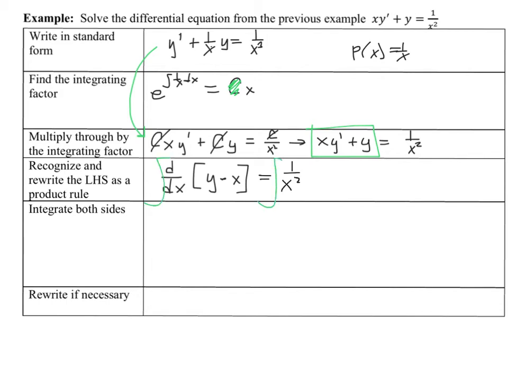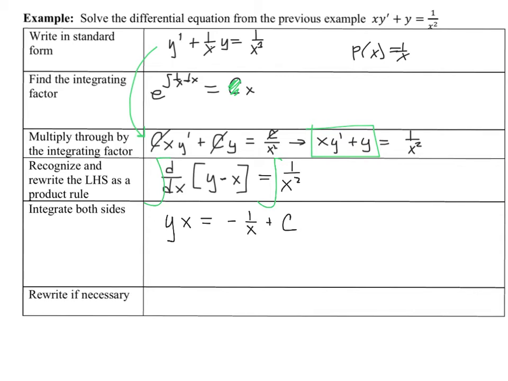So if I take the integral of both sides of this thing, on the left-hand side, the integral and the derivative basically cancel out. I'm left with yx. On the right-hand side, I'm going to have the integral of 1 over x squared. Okay, we'll increase the power to -1, divide by that. This is going to be -1 over x plus c.